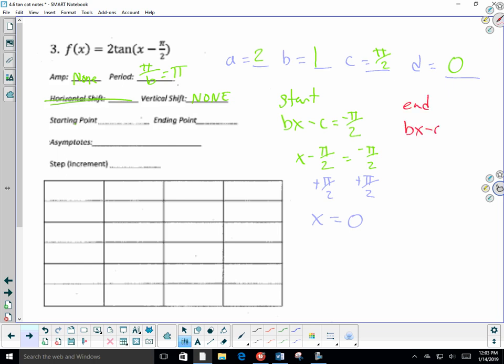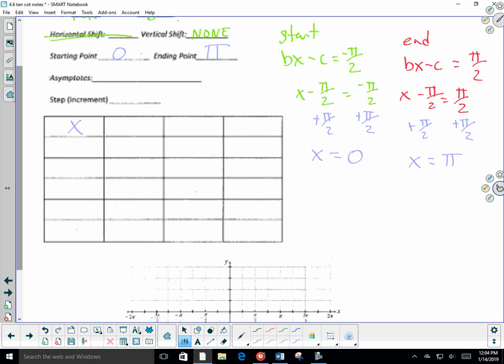How about the ending vertical asymptote? It is going to be at Bx minus C equaling a positive pi over 2. So I set x minus pi over 2 equal to a positive pi over 2, and I add pi over 2 to both sides, and I get x equaling pi over 2 plus pi over 2, which would be pi. So it looks to me like the starting point is 0, ending point is pi. I could fill those in here, start with an x, put a 0 here, put a pi here.